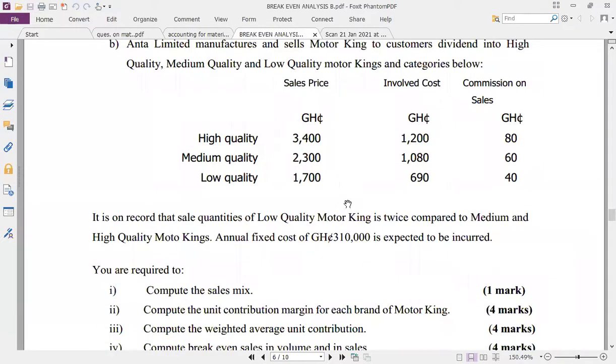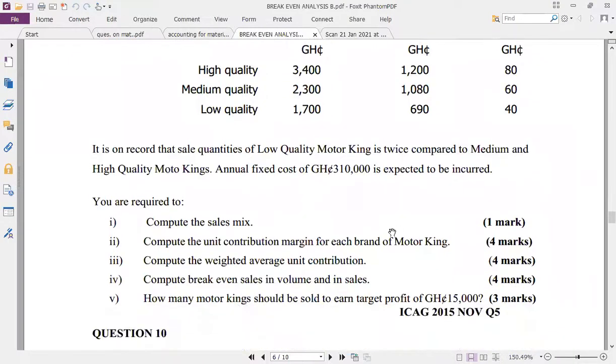Now, they are saying this. It is on record that the sales quantity of low quality motorcane is twice compared to medium and high quality motorcane. Sorry, an annual fixed cost of 310,000 is expected to be incurred. That is all. Required: compute the sales mix. One mark. I like that. So start work with the sales mix, then I'll pick the second one going.